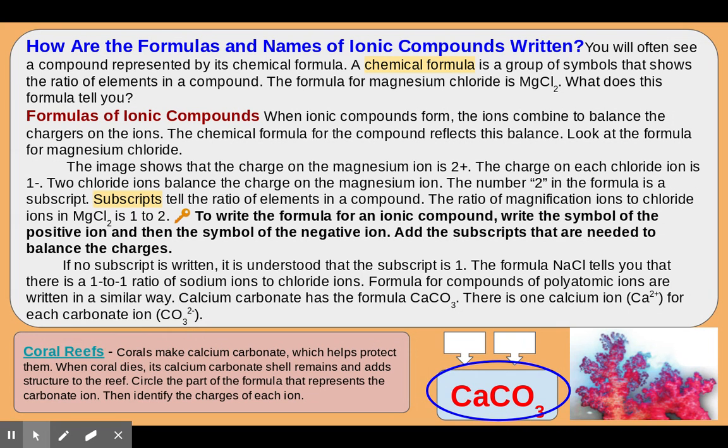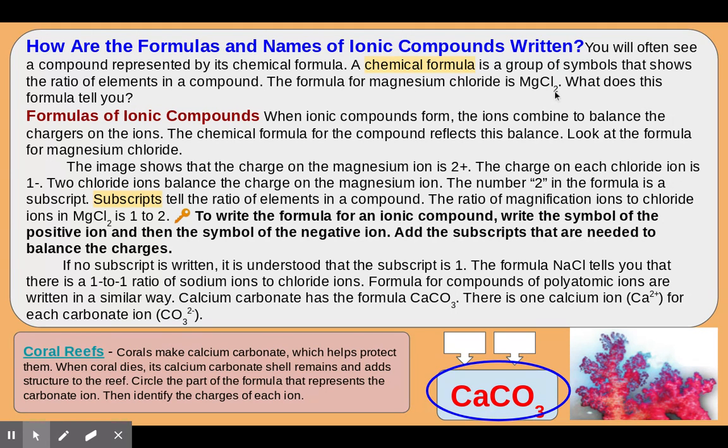So now, how are chemical formulas written? We have to think about when elements have those valence, those cation numbers, and what's the appropriate ratio. We've been talking about that. So first off, a chemical formula is a group of symbols that show the ratio of elements in the compound. You know, the recipe, we've been talking about that. So the example they give us is MgCl2.